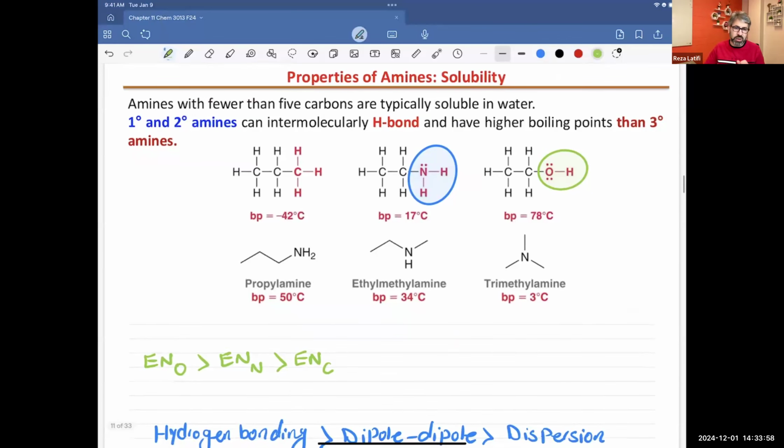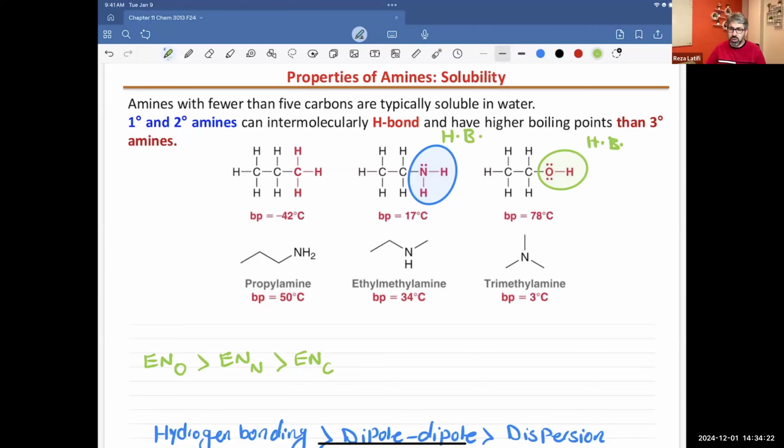Next thing is the solubility. If you compare them with alkanes, because amines have hydrogen attached to an electronegative element like nitrogen, they can form hydrogen bonding, similar to alcohol. So their boiling temperature is going to be high. Their boiling temperature is higher than alkanes, and that's completely correct because of the hydrogen bonding.